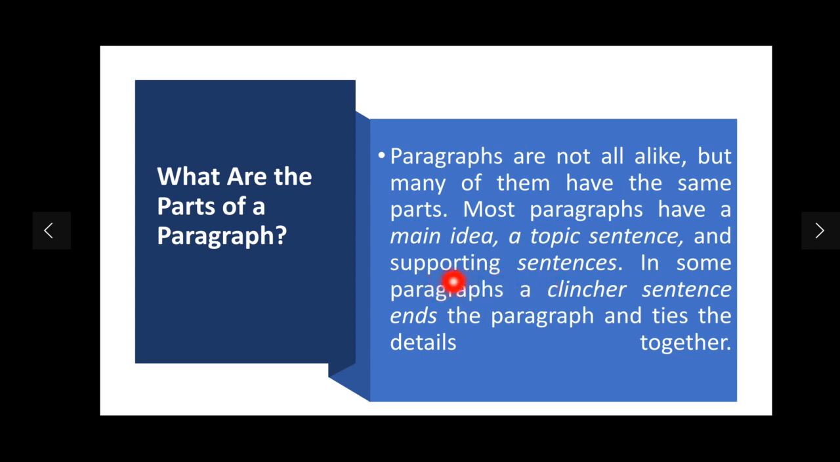So what is the role of a supporting sentence? Supporting sentences support the main idea or topic idea. So topic sentence and supporting sentences. In some paragraphs, a clincher sentence ends the paragraph and ties the details together. So what is a clincher sentence? It is a decisive remark about something. So the clincher sentence ends the paragraph and ties the details together.